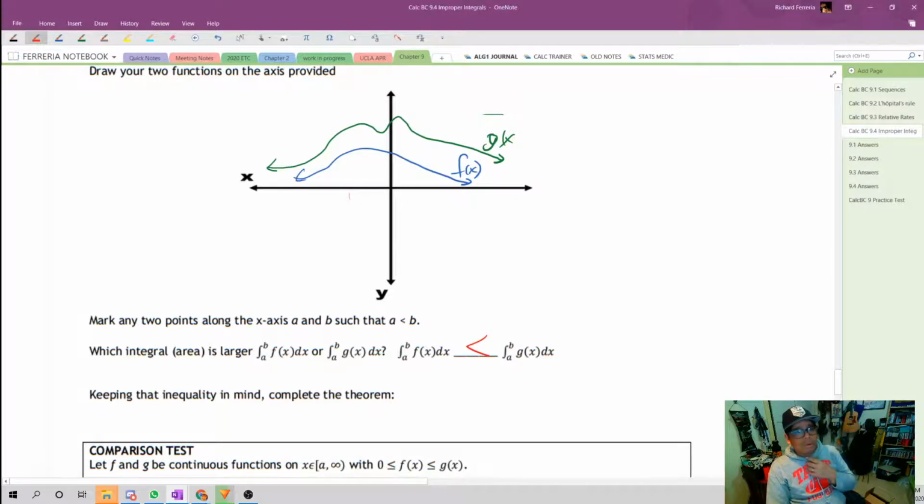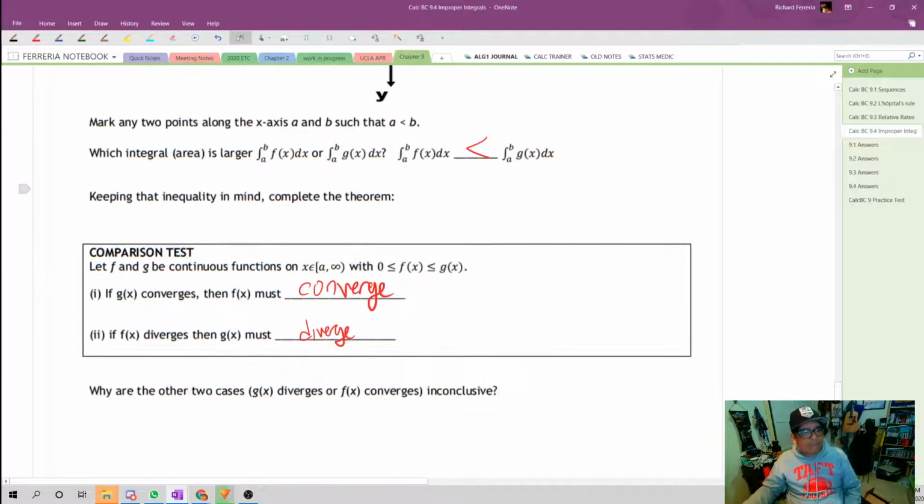Other way around, what about if the area under f is equal to, let's say, 2? If this area is 2, does that mean that the area under g has to be, well, it just has to be bigger than 2, right? So it could be 5, it could be 9, it could be infinity. So the only two of these cases which mean anything would be if the bigger function converges and if the smaller function diverges.